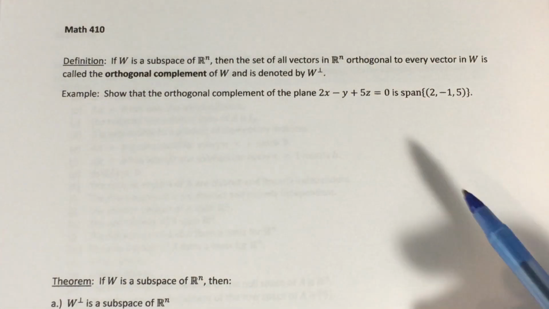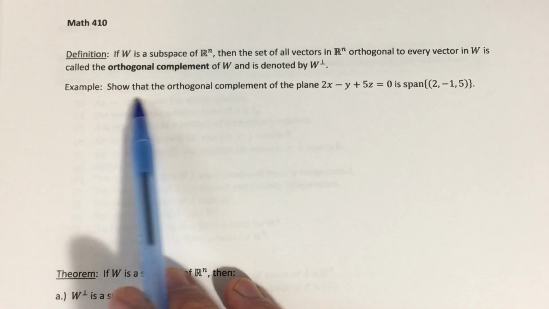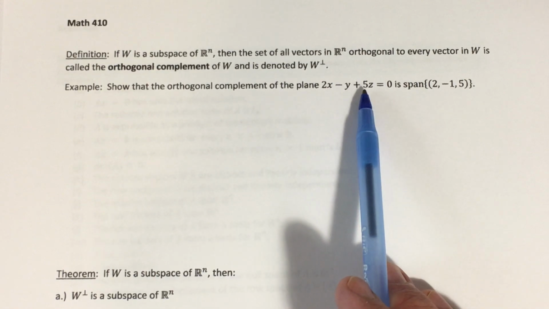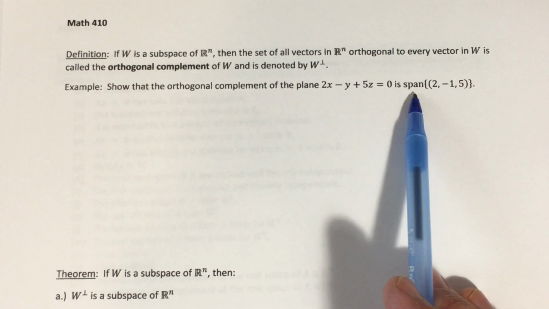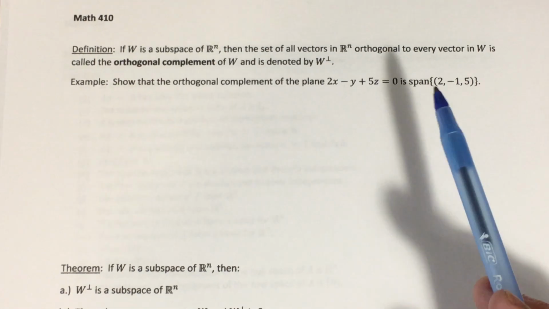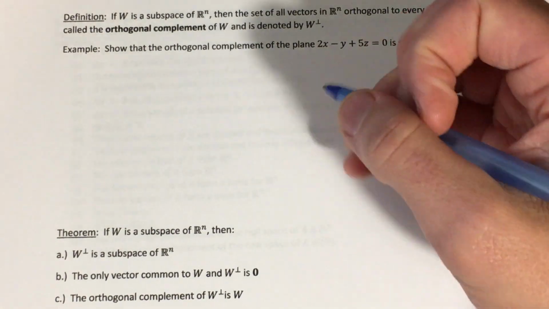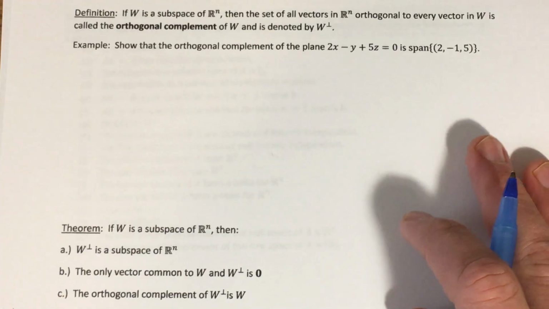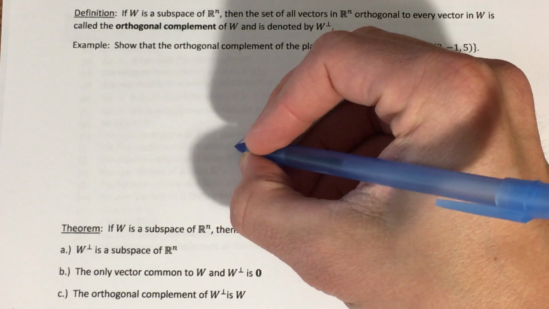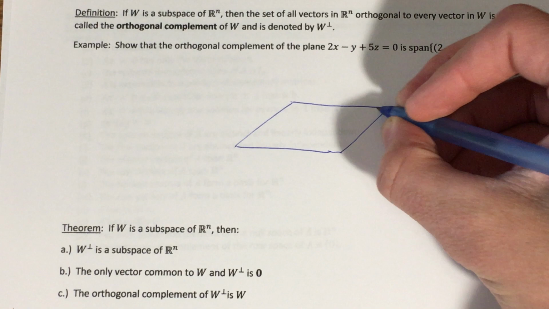So to illustrate, first we're going to look at this case here. Show that the orthogonal complement of the plane 2x minus y plus 5z equals 0 is the span of the vector (2, -1, 5). I'm not going to be super formal in how I show this, but we are going to think back to chapter 3 where we talk about the point normal equation for a plane. So imagine that I have this plane and I've graphed it in 3-space, in R3.